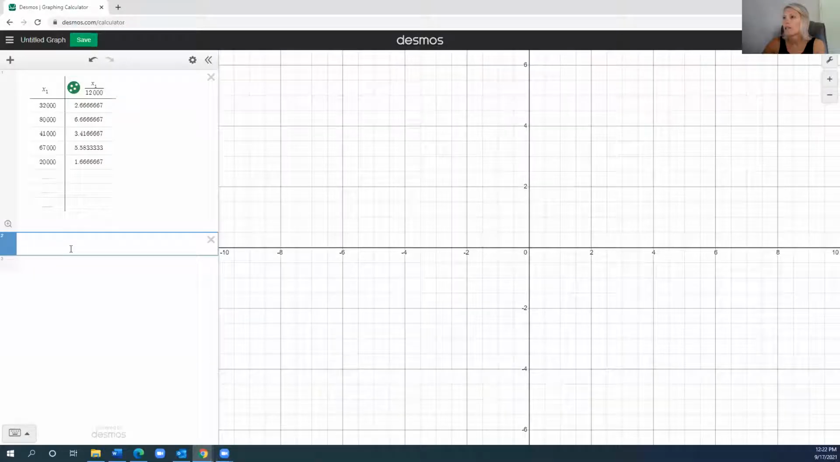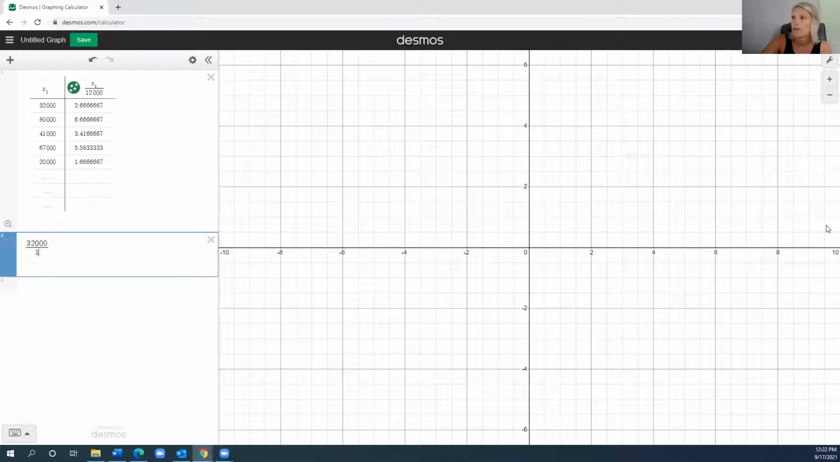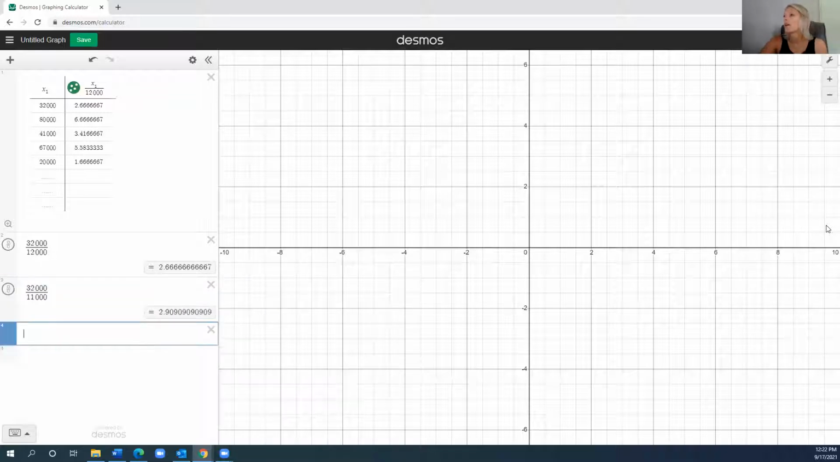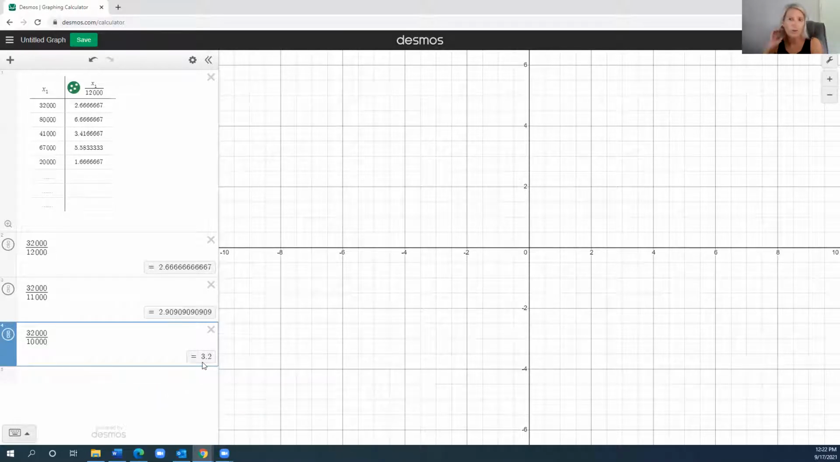In Desmos, we take 32,000 and we divide by 12,000 like we had up there, and then we take 32,000 and we divide by something smaller. It makes it closer, so we go from 2.67 to 2.9. So that's where that gets bigger. So 32,000, let's say we divide it by 10,000. Now we've got 3.2, so its lower quota would be a 3, and that would be good because we want those to get an extra seat. Okay, so that's kind of what we're looking at here.